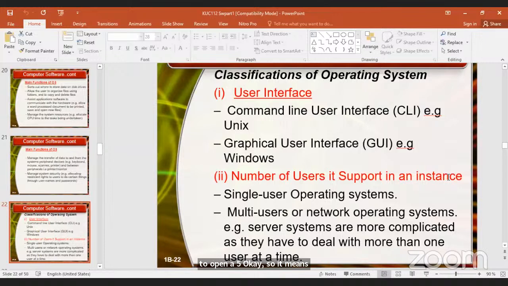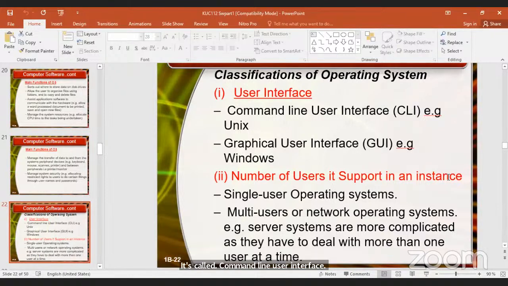you don't have a desktop. You don't have files that you can look into them in terms of images or icons. So it means that for me to open a file, I need to type a command. For me to shut down a computer, I need to type a command. For me to delete a file, I need to type a command. For me to move a file from one direction to another, I need to type a command. So it's called a command line user interface.